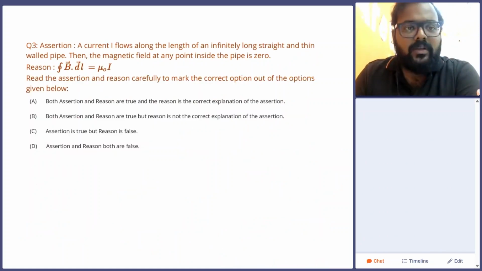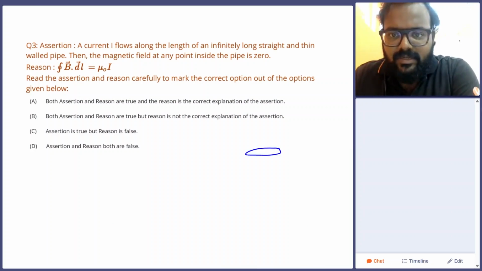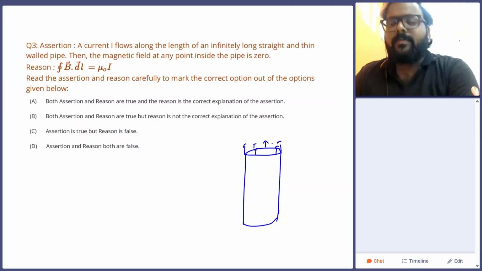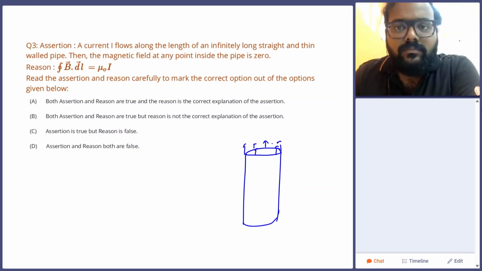Noteworthy. Next question. A current I flows along the length of an infinitely long, straight, and thin-walled pipe. So this is the pipe. Current is going through the pipe, in that small cross-sectional area. Then the magnetic field at any point inside the pipe is 0.